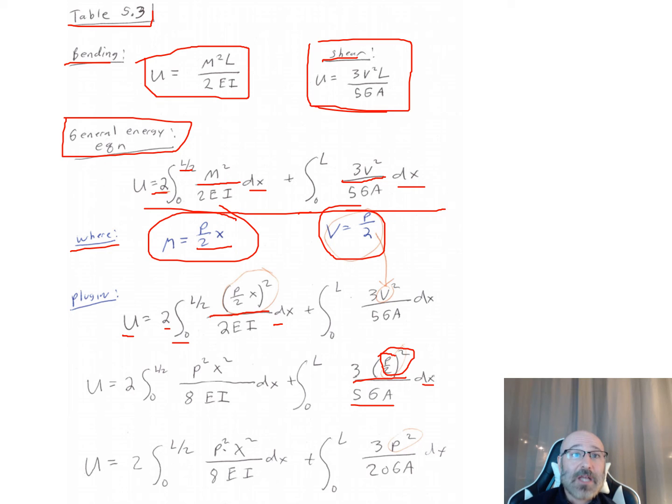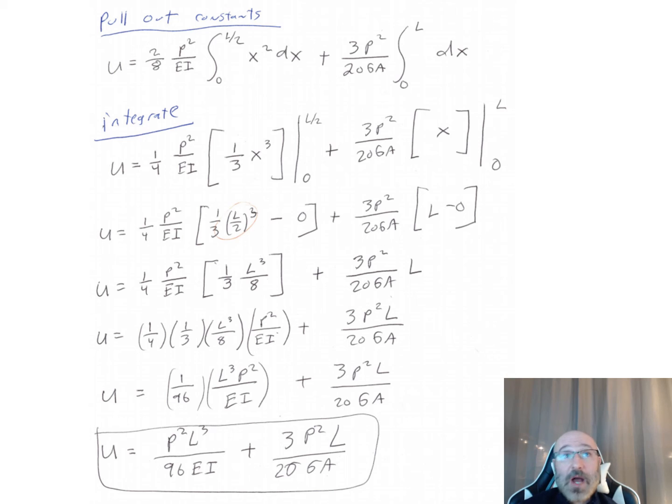Now we can simplify things a little bit. When we square the term, we square the 4 on the bottom, so 2EI becomes 8EI. Then we have P squared x squared over 8EI dx, plus the same shear term we carried down, where we plugged in P over 2 for V. Reducing this further, U is equal to 2 times the integral from 0 to L over 2 of P squared x squared over 8EI dx, plus the integral from 0 to L of 3P squared over 20GA dx.